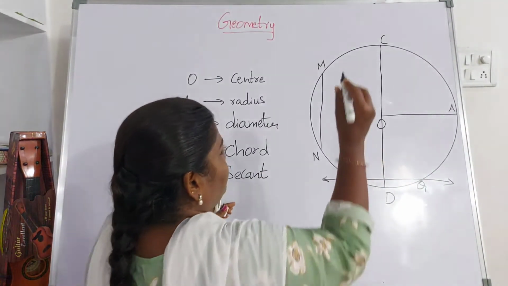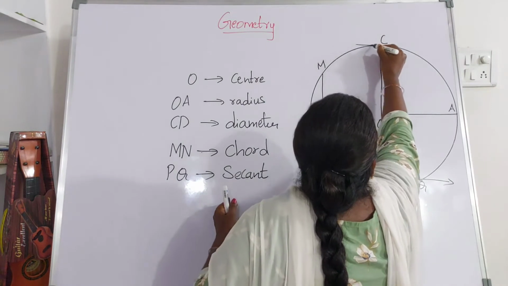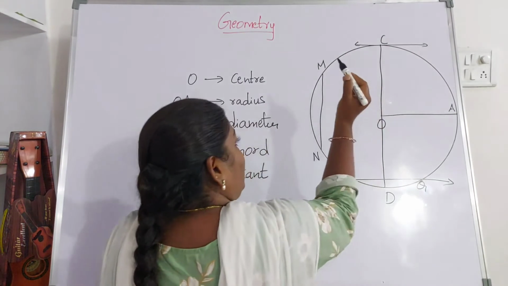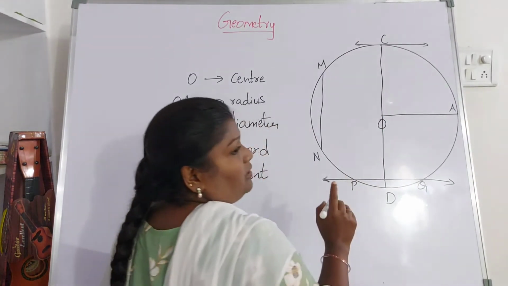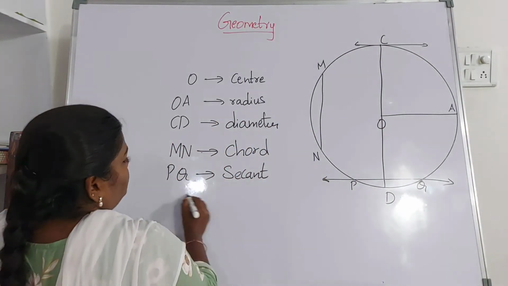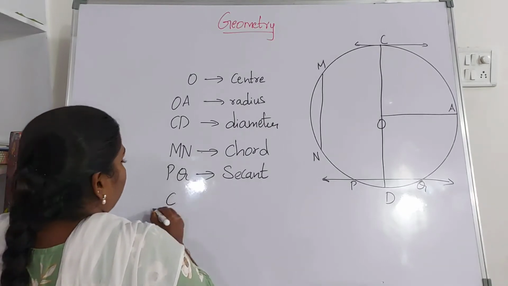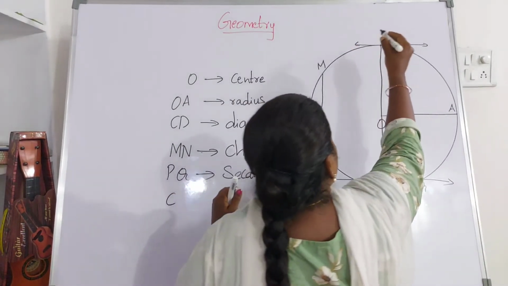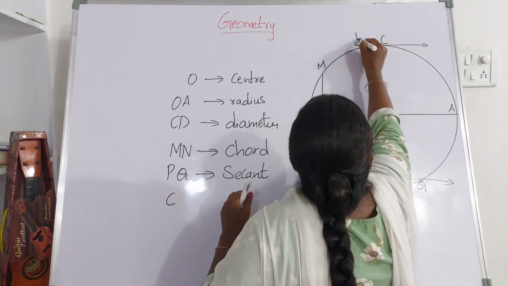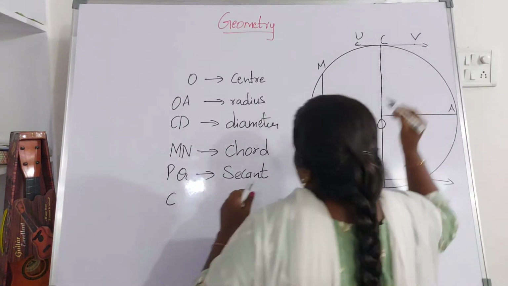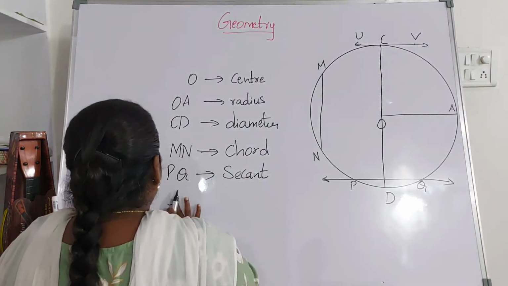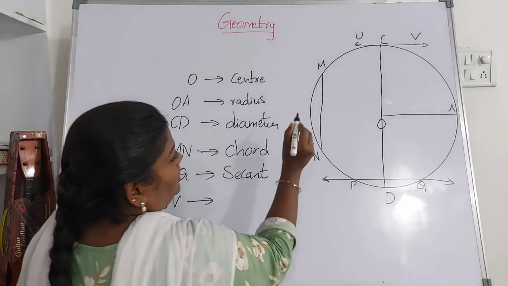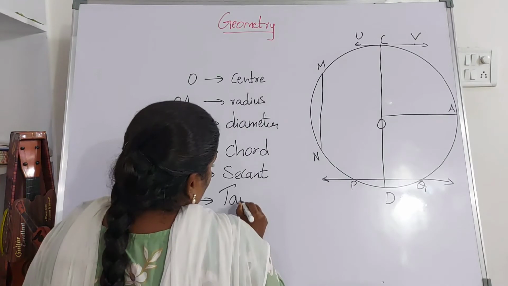Now a line which is touching the circle at a single point, that is at C. Yes, a line which is touching the circle at a single point is called tangent. So at C a line is touching, I will name it as UV. So UV, which is touching the circle at a single point, is called tangent.